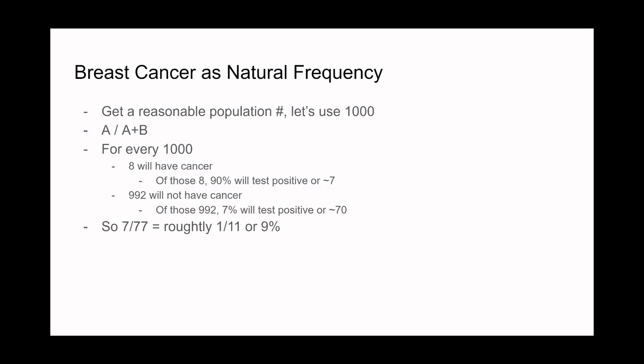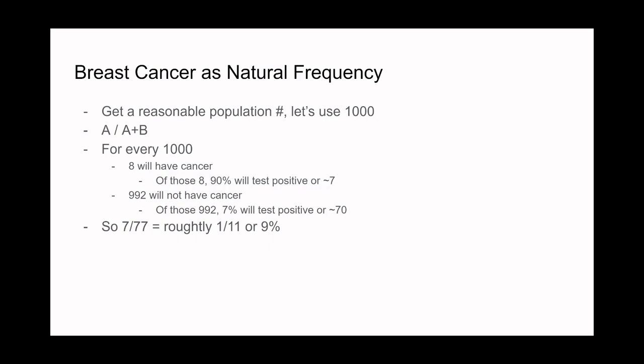Of those 8, we know the test will catch 90% of them. If you do the math, it's a decimal, but let's round it off. It's roughly 7 out of the 8 will test positive. So 7 out of the 8 who have cancer will test that they indeed have cancer. Well, you've got 992 others who do not have cancer. Of those 992, we also know that 7% will still test positive. They will have a false positive. And if you do the math on there, multiply 992 by 7%, you have a number around 70.